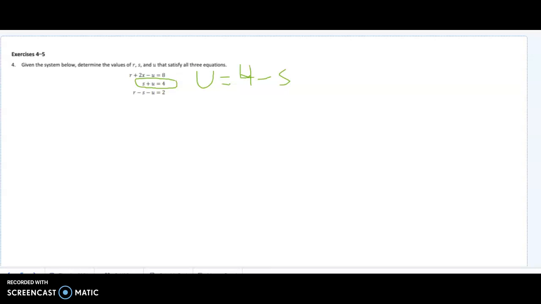Okay. Oh, and look right here. This should not be an x. That should be an s. It should be a 2s. Okay.